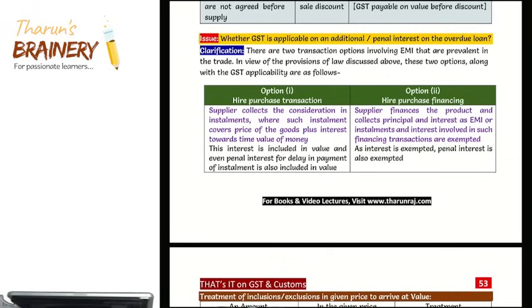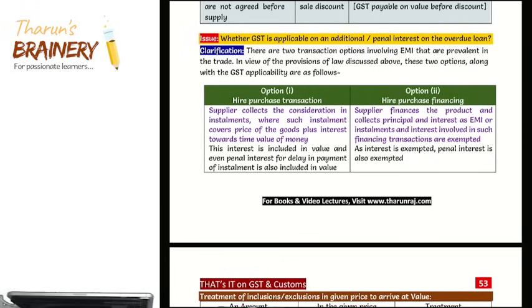Correct? As the interest in hire purchase is taxable, for non-payment of an EMI, they will be levying a penal interest. That penal interest is also taxable. Whereas hire purchase financing interest is exempted. For non-payment of the EMI, they will be levying penal interest. That penal interest is also exempted. If the main interest is taxable, penal interest is also taxable. If the main interest is exempted, penal interest is also exempted. That is about hire purchase transaction and hire purchase financing.